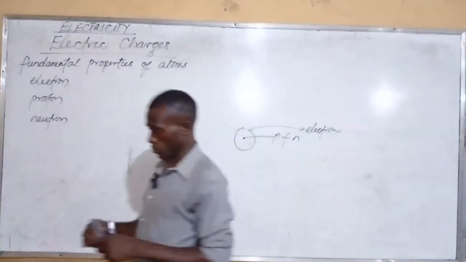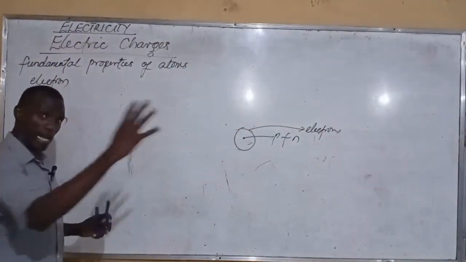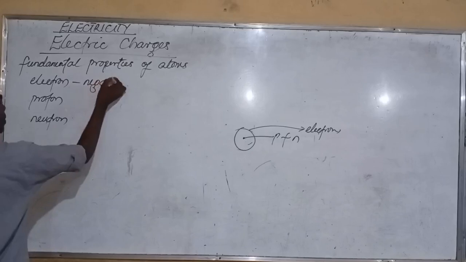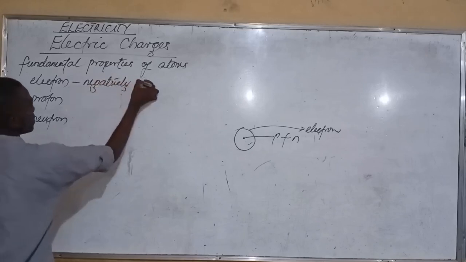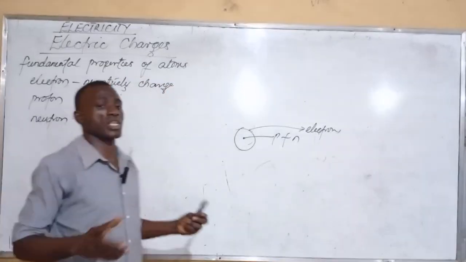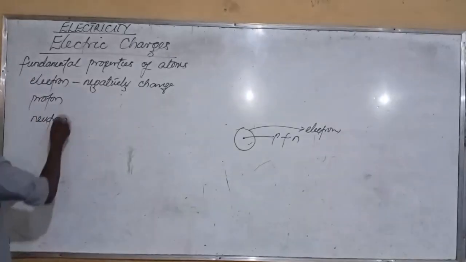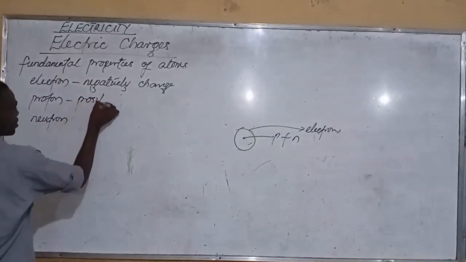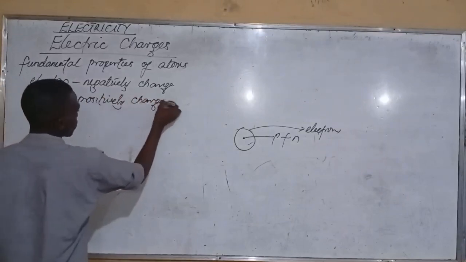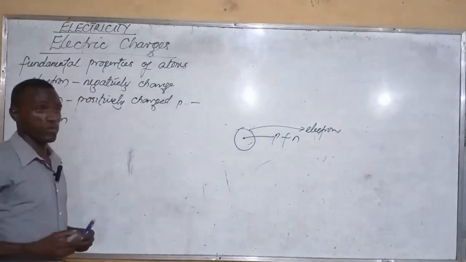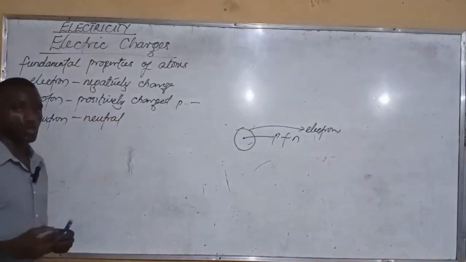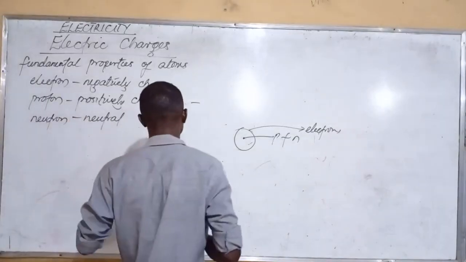Now, what are electrons? Of all atoms, an electron is the negatively charged particle of that atom. Or you see in some textbooks, it just says electrons are negative charges. And protons are the positively charged particles of the atom, while neutrons are the ones that are neutral.